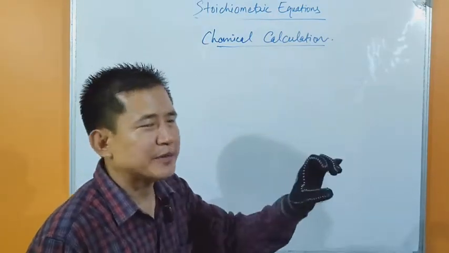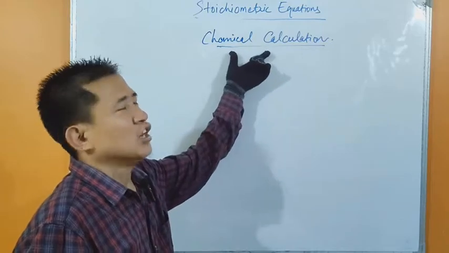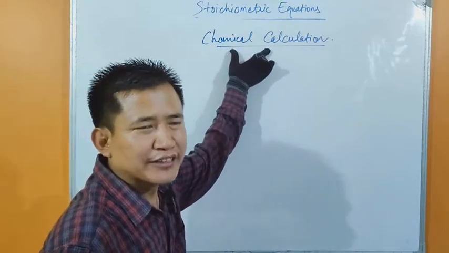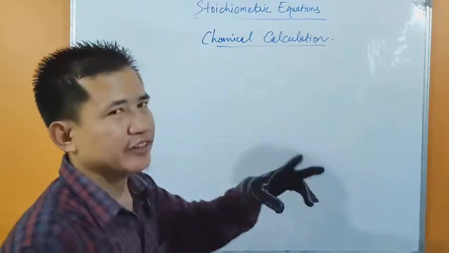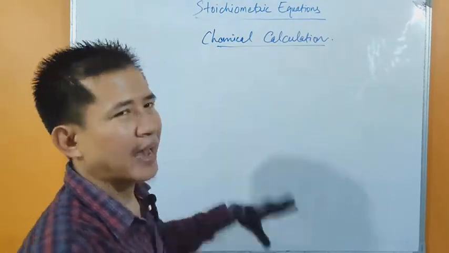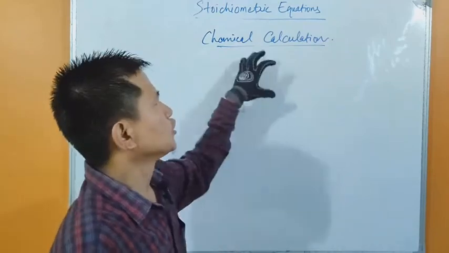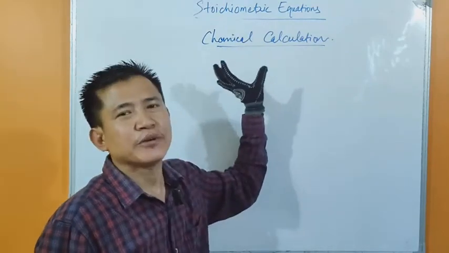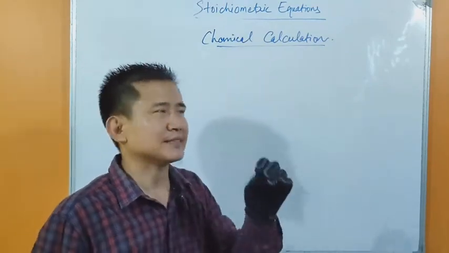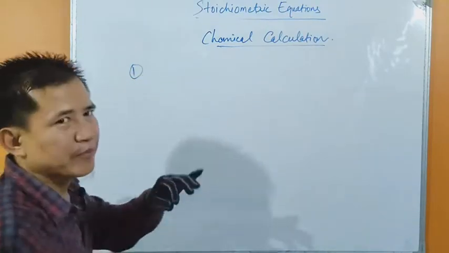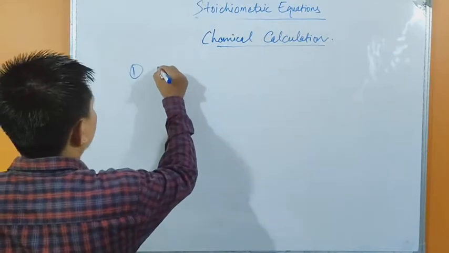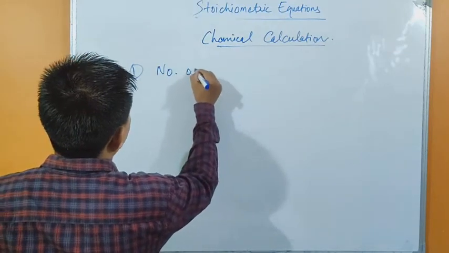To solve the numericals based on chemical calculations, what we need to first understand is that there are only two formulas. I am using the mole concept to solve the numericals of this chapter. So please copy these two formulas in your notebook and memorize them. Number one, number of moles.